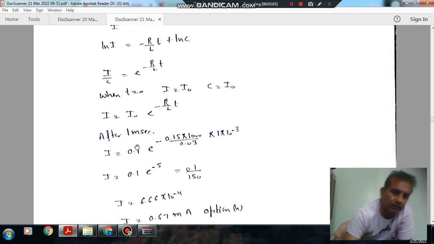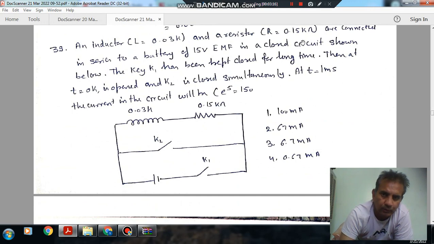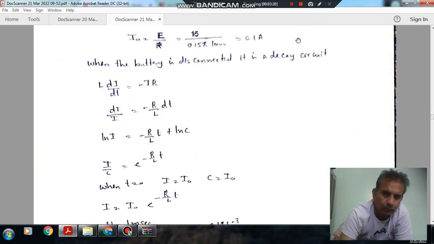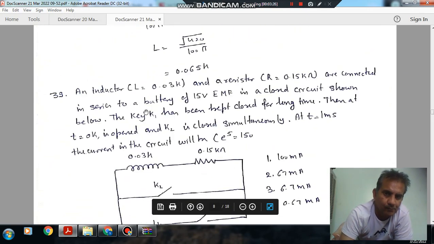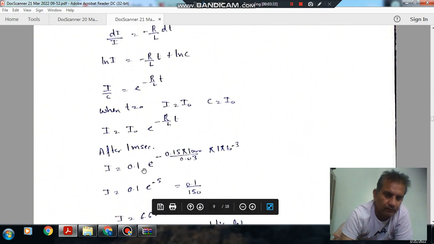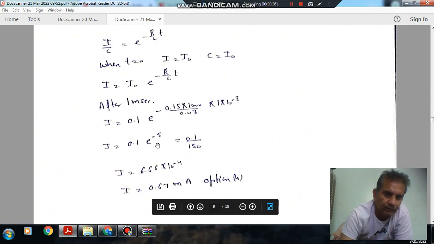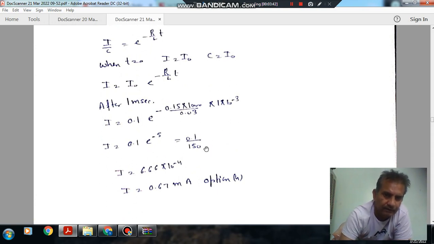After 1 millisecond, putting t equal to 1 into 10 power minus 3, I is equal to 0.1 e to the power minus R by L t, where R is 0.15 into 1000 and L is 0.03. Putting the values, I is equal to 0.1 e raised to power minus 5, that is 0.1 divided by e to the power 5, and e to the power 5 is given as 150.